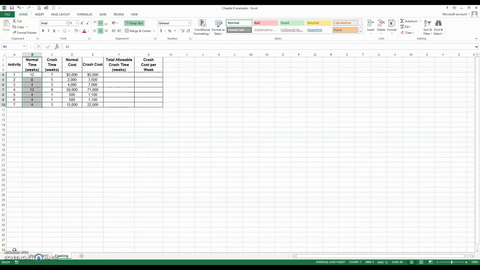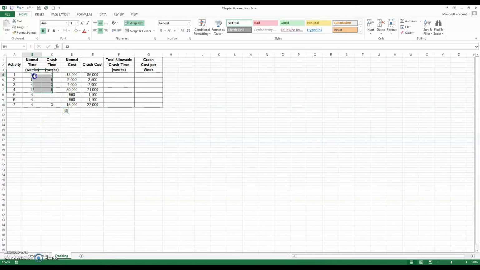We're going to look at crashing activities. Crashing activities means to shorten the project time by a specified number of weeks or number of time periods. So we're going to look at this basic example here. The examples for crashing cases or questions show two different times: the normal time and then what it could be crashed down to.